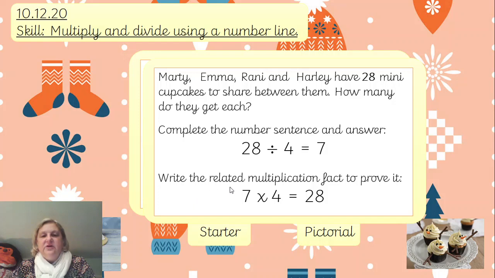And then you're going to write the related fact. You should have got 7 times 4 is 28. So it's using your answer to work back to the dividend. Okay.